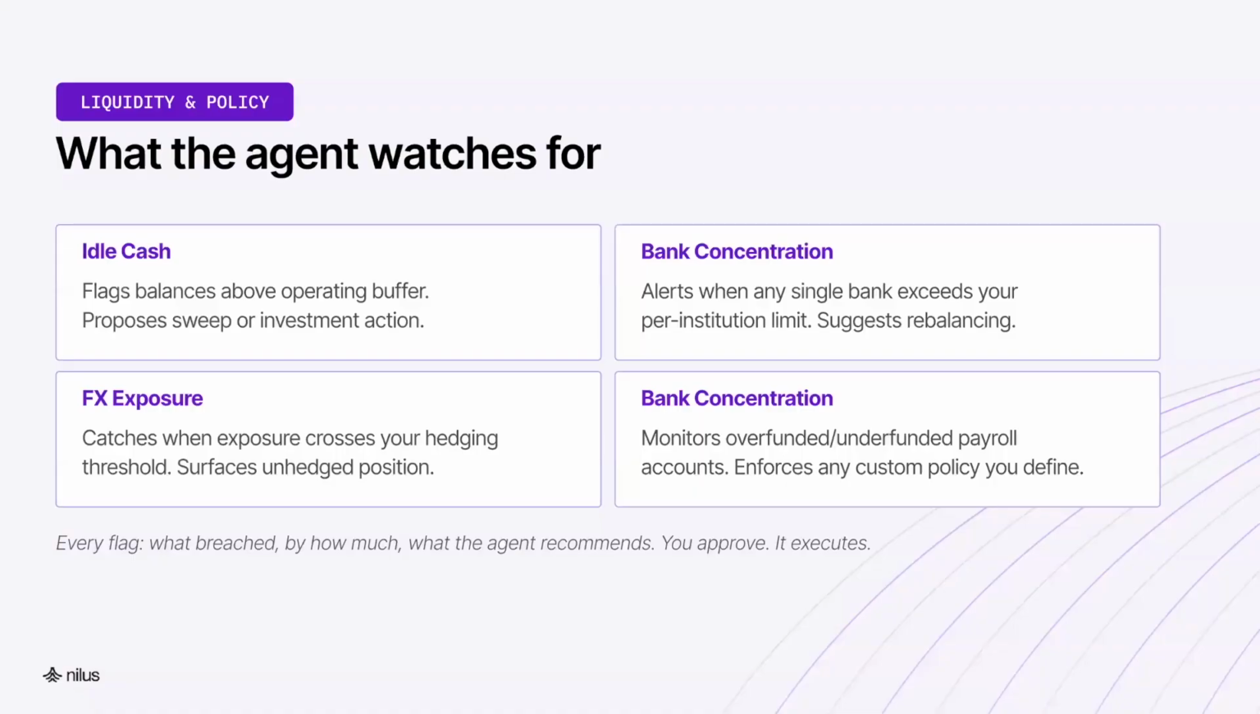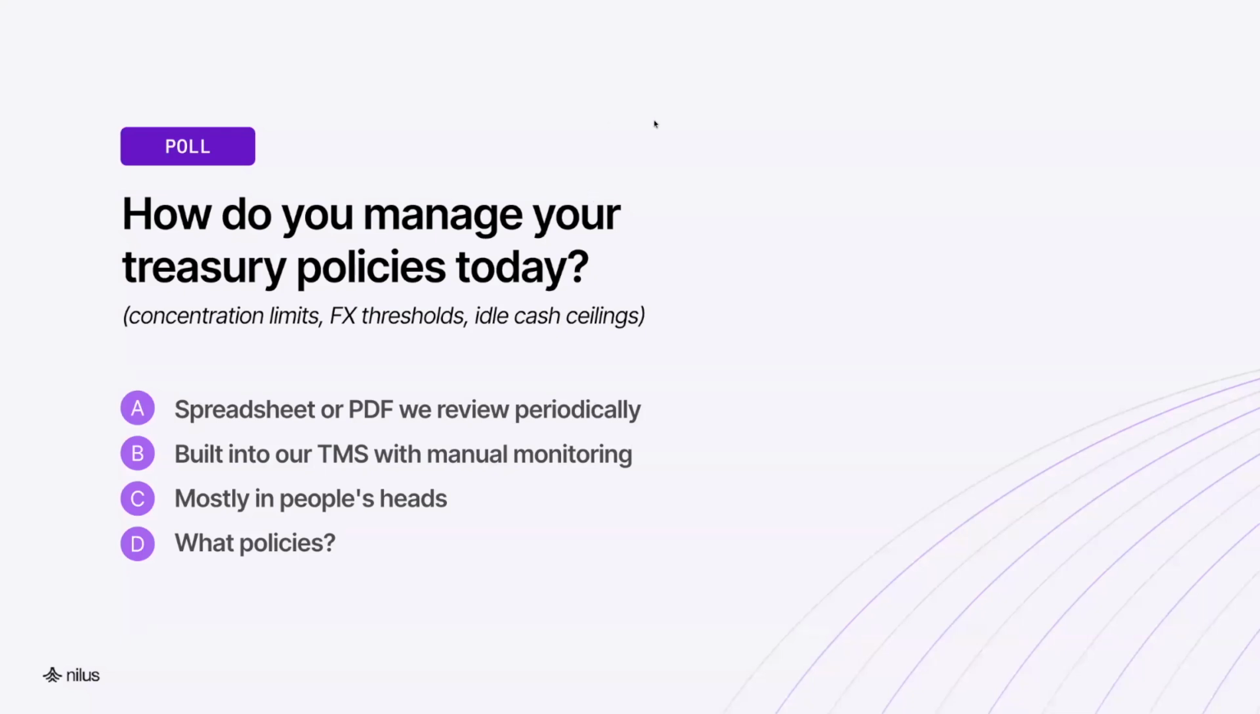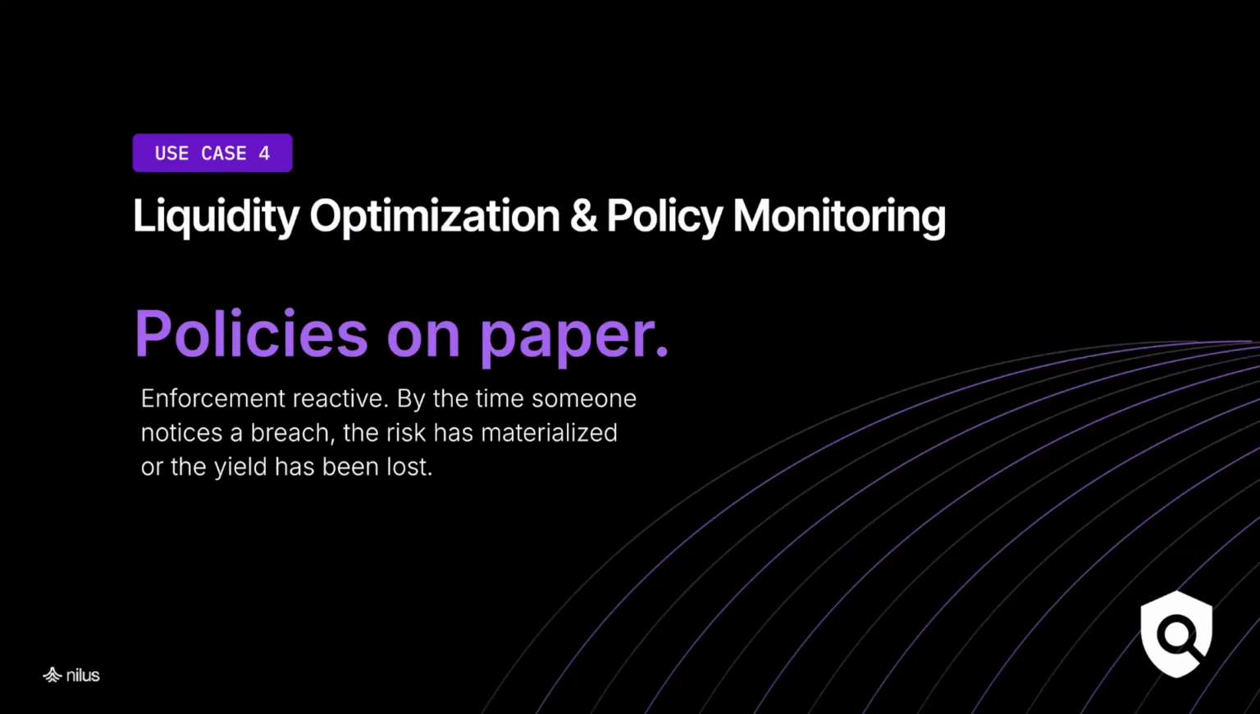Okay, so it looks like 68% of you are managing these policies in a spreadsheet or PDF that you review periodically. Some of you have it built into the TMS, and 17% of you said mostly in people's heads. Nobody's judging you for that, but that's what we see everywhere, right? These policies exist somewhere, maybe in a board approved PDF, but enforcement is basically we check them when we remember. And that's the perfect setup for our last use case, which we'll pull up here shortly.